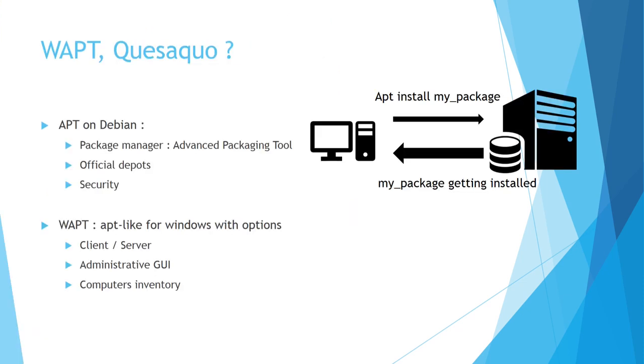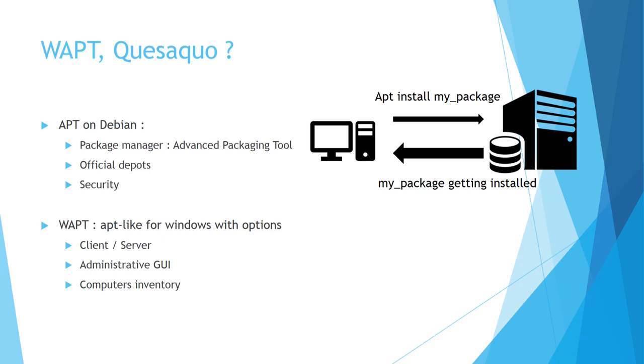Wapt, what's this? Wapt is an acronym for Windows APT. So you should ask me, but what is APT? APT is a GNU Linux package which will allow you to manage your installations on your Linux-based systems, a kind of Play Store or Apple Store for your computer.